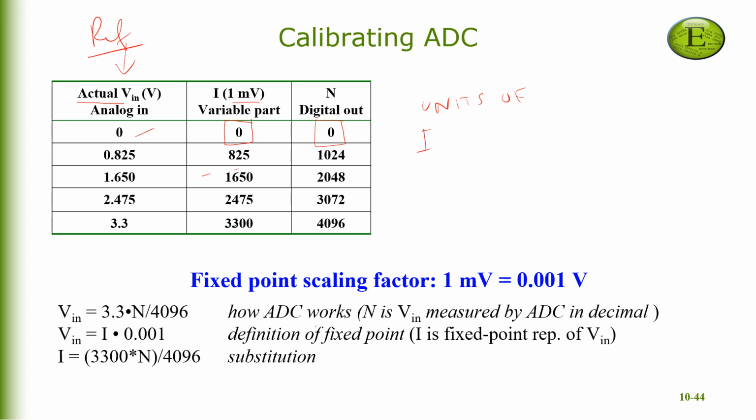Then we are going to measure the output of the ADC, which is n, and it has been represented as a decimal number, but it can also be a binary number. For the sake of simplicity, this n is represented as a decimal number. Remember, n is the output of the ADC. So for each value of Vin, we have this output n, and we also have this I. And how do we get this I? This I is just Vin multiplied by 1000. That's it.